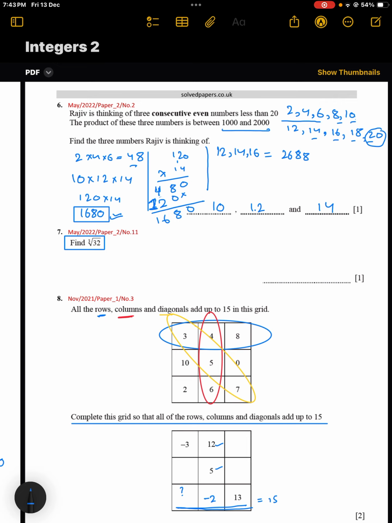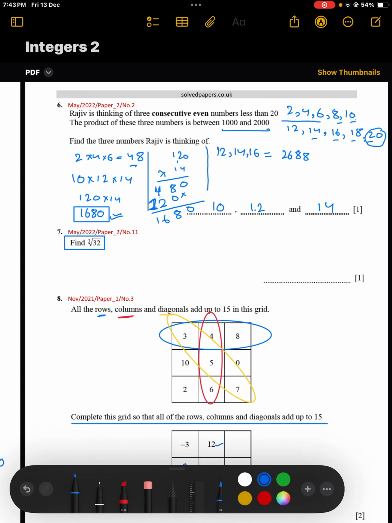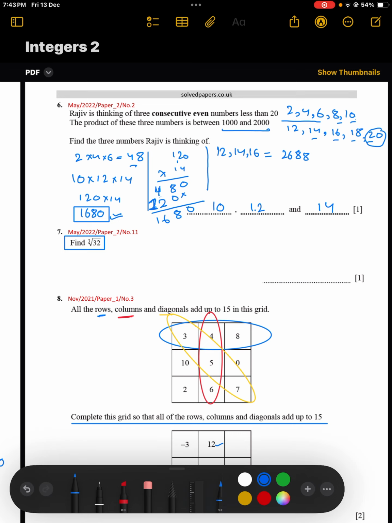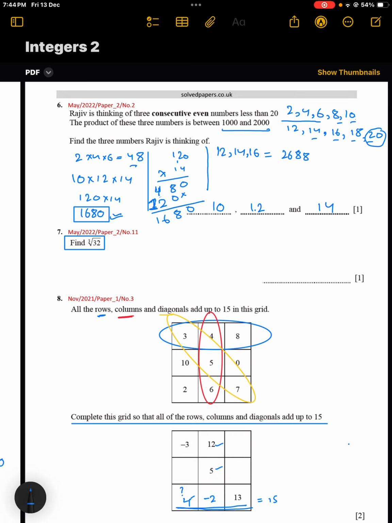Now I need to put something here, that this row gives me 15 as the answer. I have 13 minus 2. 13 minus 2 will be 11. So I need to add something with 11 to make that number 15. So I will put 4 here. Correct? Okay. Now think about this. Here I have 4 minus 3. 4 and minus 3 will be 1. So I need to add something to the 1 to make that number 15. So I will put 14 here.